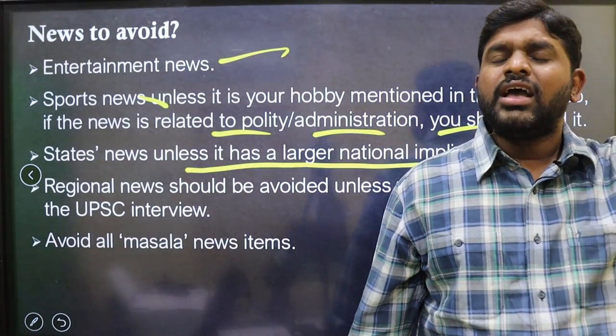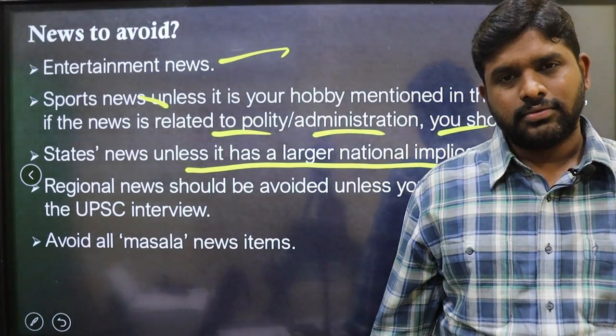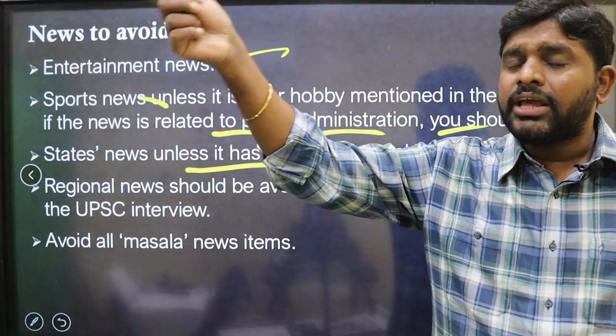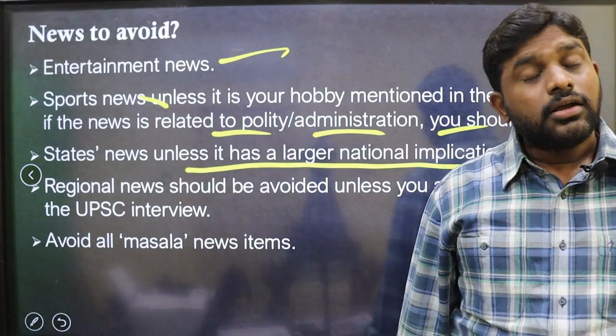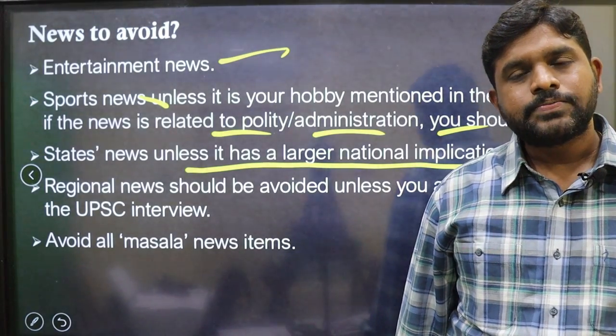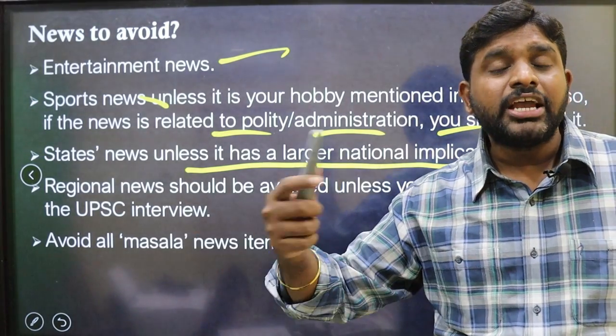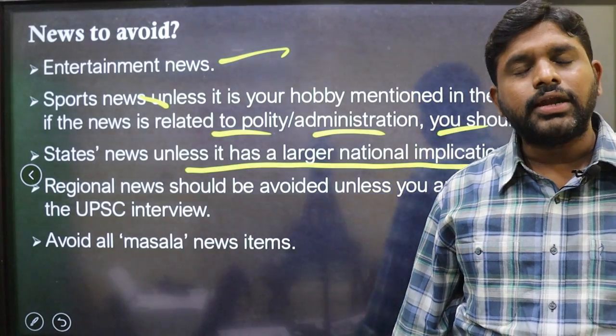Jammu and Kashmir, which has implications on India and Pakistan. Arunachal Pradesh, which has implications on India and China or Myanmar. Then you have to read it. Tamil Nadu, if it has implications with respect to India and Sri Lanka, then you have to read it.